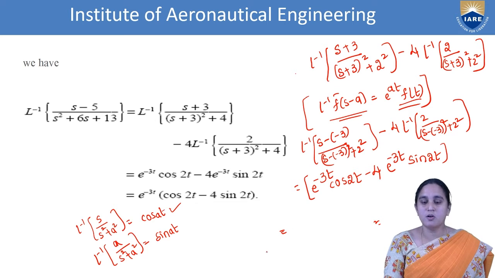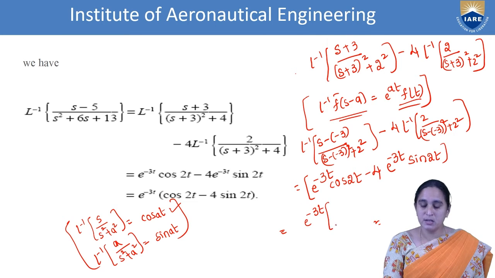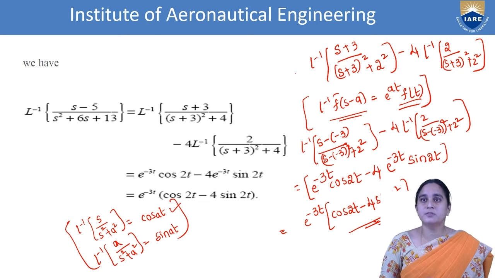Therefore, here what is common? These are the formulas. And what is common here? E power minus 3t is common and the remaining is cos 2t minus 4 into sin 2t. This is the final answer for the first question.